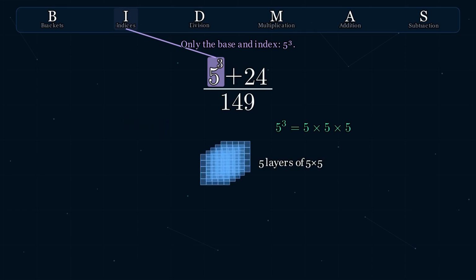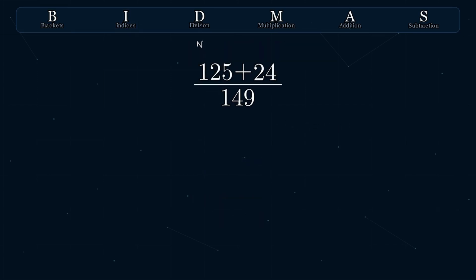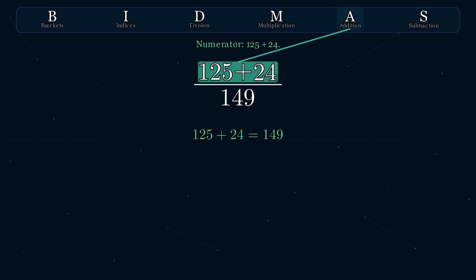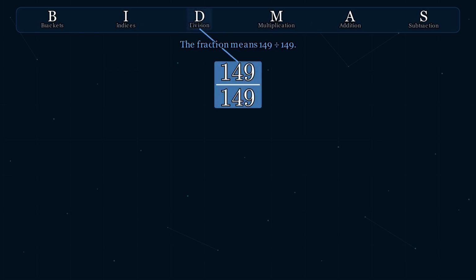5 times 5 is 25. 5 layers of 25 gives 125. So 5 cubed equals 125. Now the top becomes 125 plus 24. That gives 149. So the fraction is 149 over 149. A fraction means division.